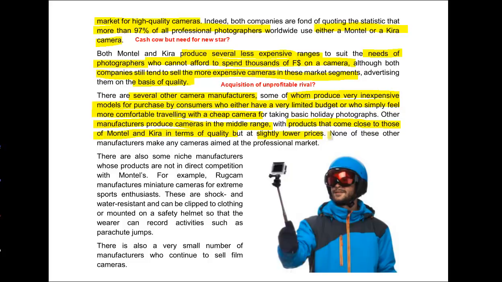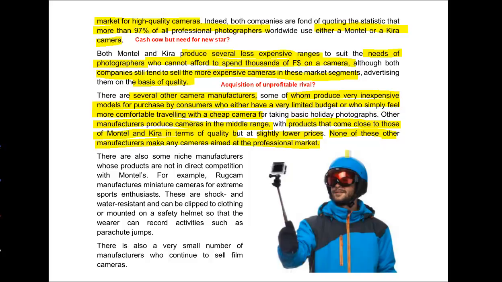But importantly, really importantly, none of these other manufacturers make any cameras aimed at the professional market. That's real good. But what if they did? So perhaps a question could be the middle range competition creating their own professional camera. That would be pretty interesting as far as the question goes. And then again, that would bring up the question for Montel of how they react. What are the strategic aspects?